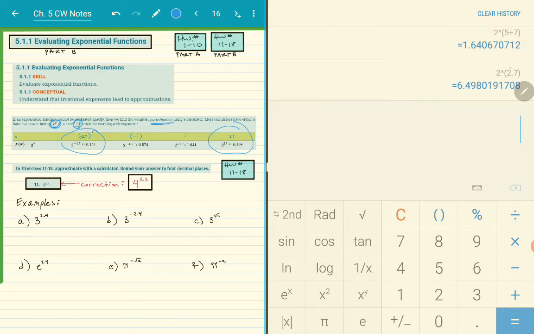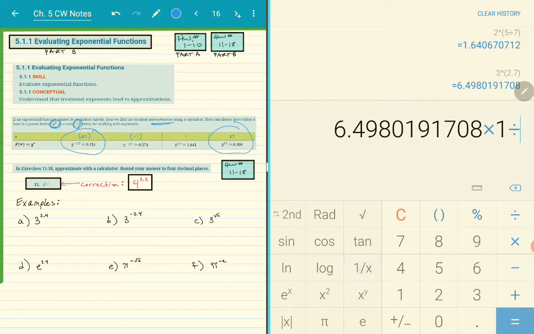For 2 to the 2.7, what would be the reciprocal of that? I already hit enter, so I got it out of my memory, which is too bad. I'll put it back in. And I get, whoops, not 2, 2.7. Close that. What if I took the reciprocal of that, which is this key? Oops, I guess I got to start with that key.